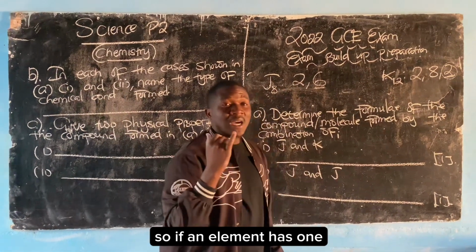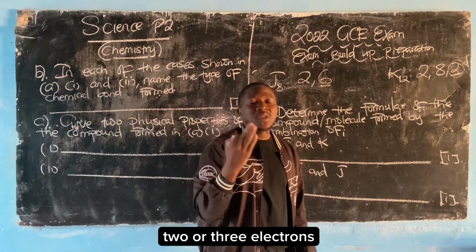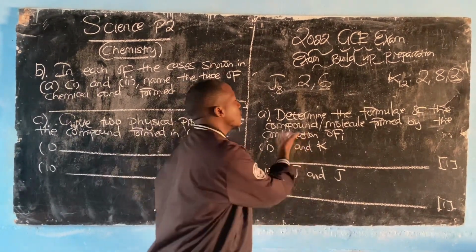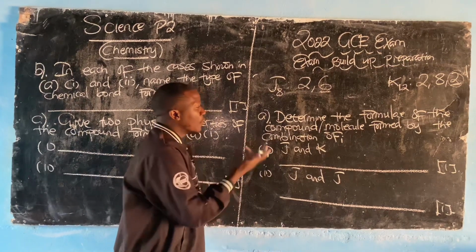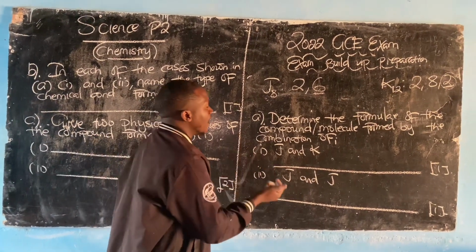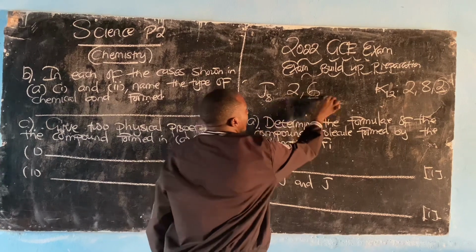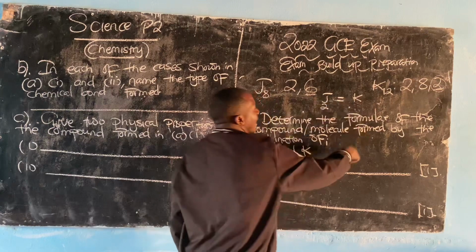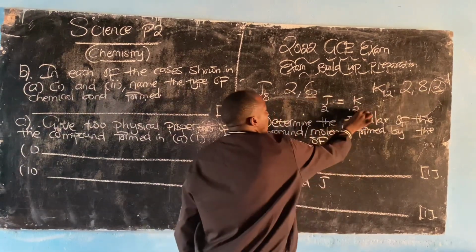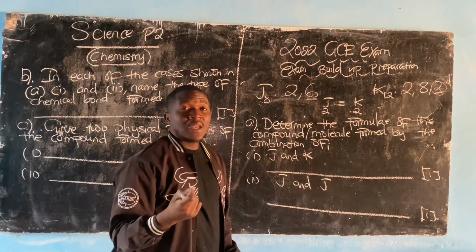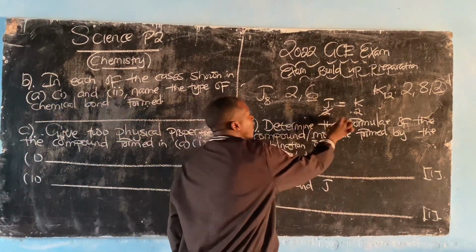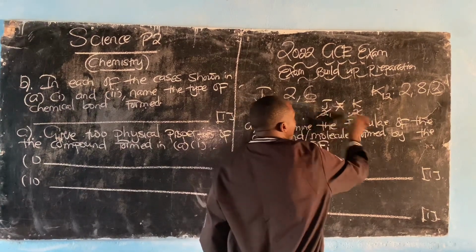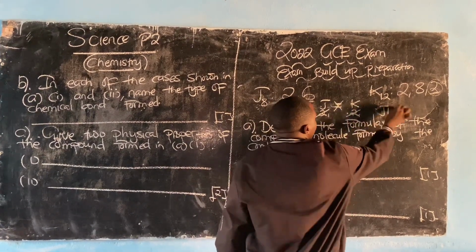So if an element has 1, 2, or 3 electrons in the last shell, that exactly should be assumed to be the valence. So determine the formula of the compound, the molecule, formed by a combination of J and K. We're going to say J has a valence of 2. We're crossing it with K, and K also has a valence of 2. So if the numbers are even, you can reduce them. So I'm going to say 2 here, 1, 2 there, 1. So I'm going to cross multiply. So this is going to be J times K, which is going to give us JK.